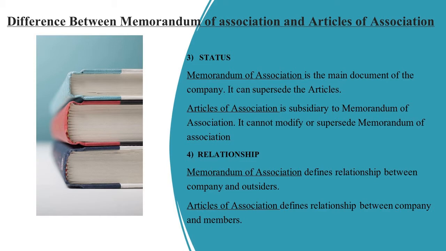Next is relationship. Memorandum of Association defines the relationship between the company and outsiders. The purpose of Memorandum of Association is to enable the shareholders, creditors, and other outsiders who deal with the company to know its permitted range of activities, whereas Articles of Association defines the relationship between the company and its members and between the members themselves.